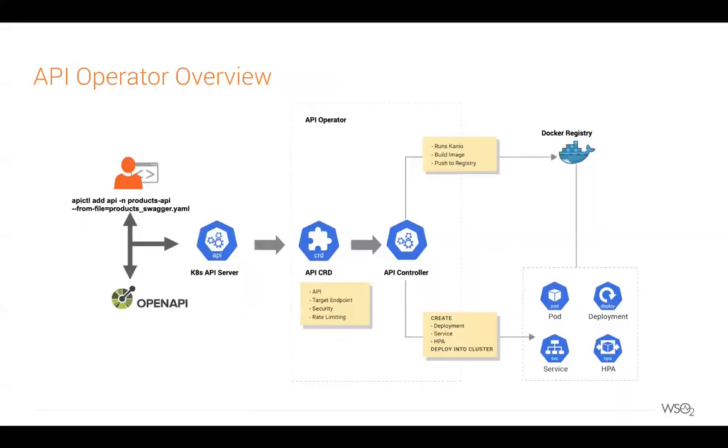If we look at the workflow of the API operator, a user will use the apictl command line tool to deploy an API in Kubernetes. The Swagger definition of the API is given as the input for Kubernetes. When the API is added, the API operator does two things. It creates the micro gateway Docker image with the given Swagger definition. Then it pushes it to the Docker registry, and then it deploys the deployment, service, and HPA (horizontal pod autoscaling) policy for the API micro gateway. Let's go to the demo.